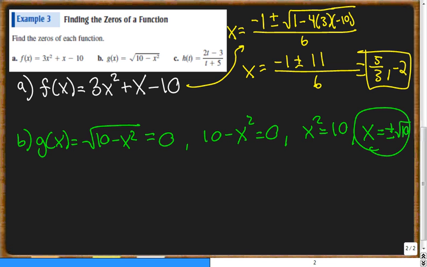And because it's just got one term with x in it, it's very easy for us to just go through and solve, using simple solving techniques.